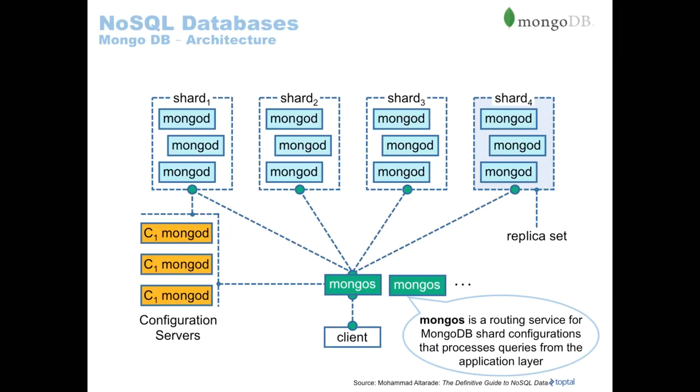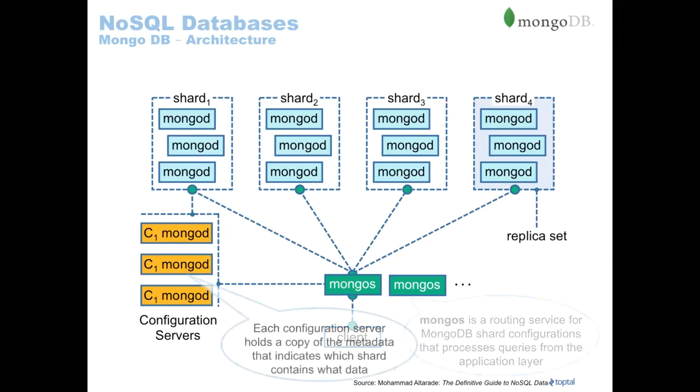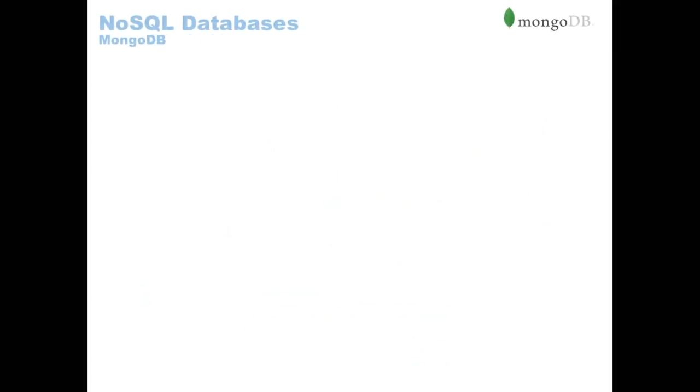MongoS is a routing service for the shard configurations, and it processes queries from the application layer. Each configuration server holds a copy of the metadata that indicates which shard contains which data. I guess that's the end of that slide.